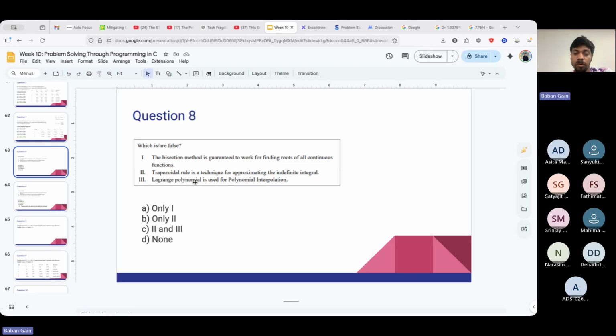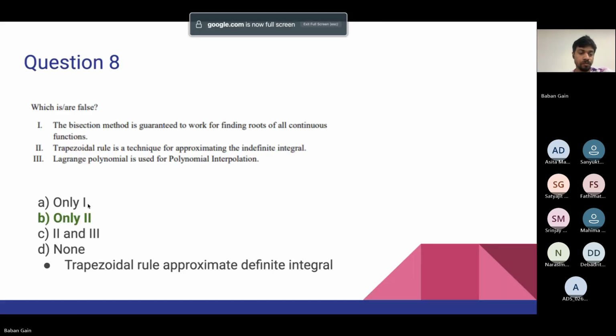Lagrange polynomial is used for polynomial interpolation. This is also correct. So third is also correct. One is also correct. Two is wrong. So the correct option is answer B.